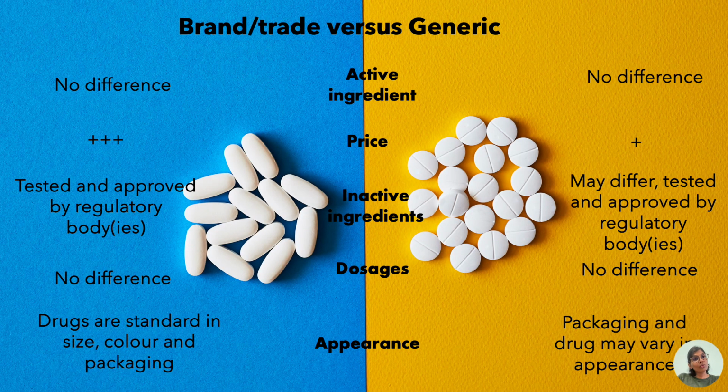Now, which brings me to, what's the difference between original or brand drugs versus generic drugs? The active ingredient, like I said earlier, there's no difference, but there's a significant difference in the price. For example, the original drug would be, say, 3 pluses versus the generic would be only 1 plus. Drugs often have inactive ingredients, such as stabilizers and whatnot. These differ drug to drug and country to country, so it's a little bit hard to compare. Dosages, there's no difference. Appearance, very different. Their size, color, packaging even changes.